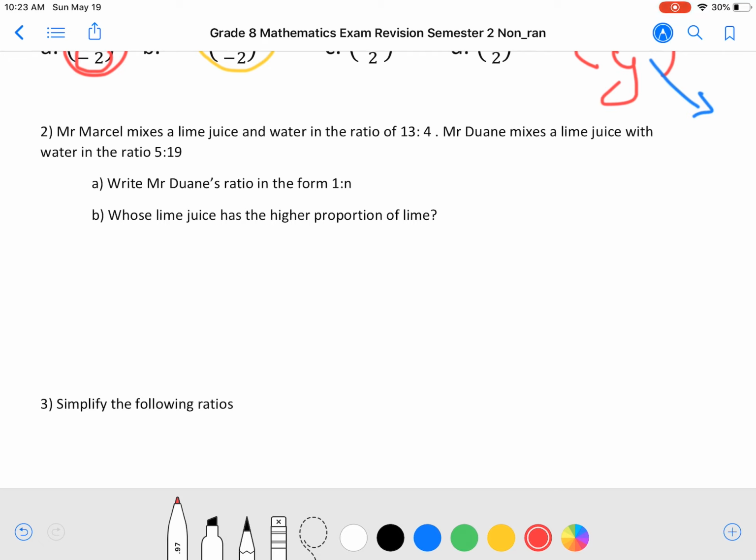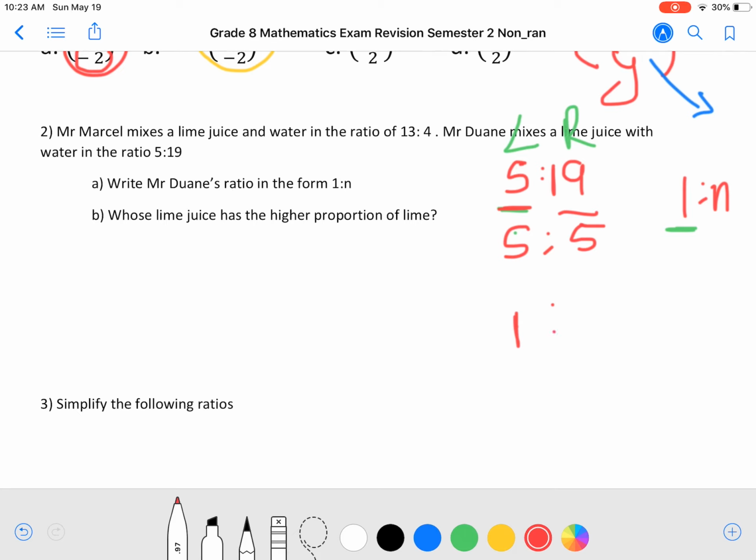Let's go with Mr. Dwayne's ratio first. We have 5:19, and we must write it in the form of 1:n. Already on the left hand side, we can see that we have a 5 and we want a 1. So we need to divide by 5, because 5 divided by 5 gives us 1. But if we divide the left hand side by 5, then we must also divide the right hand side. So 5 divided by 5 and 19 divided by 5.